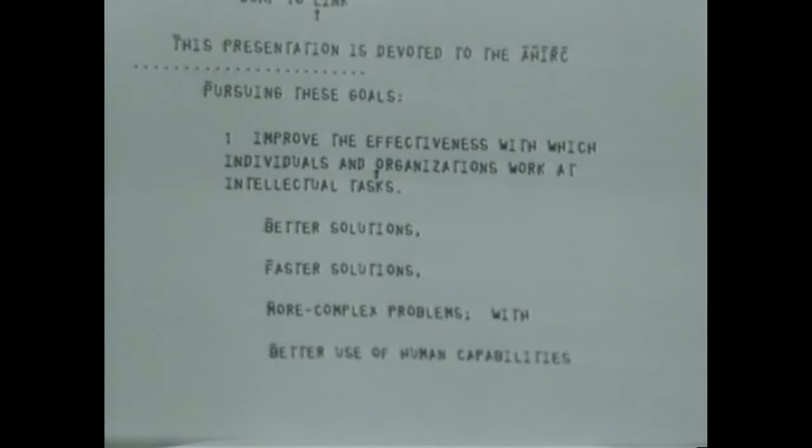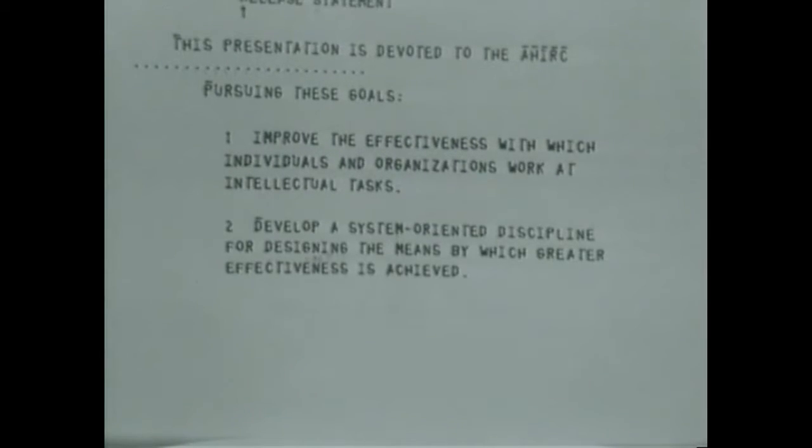I go back to where I was and say, let's continue on in this file. That link took me out to a different file, to a statement for that view, and I jump back to this file where I was, and now within this file, I make a link to another to say, the AHIRC is pursuing these goals. Basic goal: improve the effectiveness with which individuals and organizations work at intellectual tasks. What is their effectiveness involved then? Better solutions, faster solutions, solutions to more complex problems, with better use of human capabilities. Really thinking about that. But a corollary goal is, besides improving the effectiveness, to develop a system-oriented discipline for designing the means by which greater effectiveness is achieved. That's very important to us.